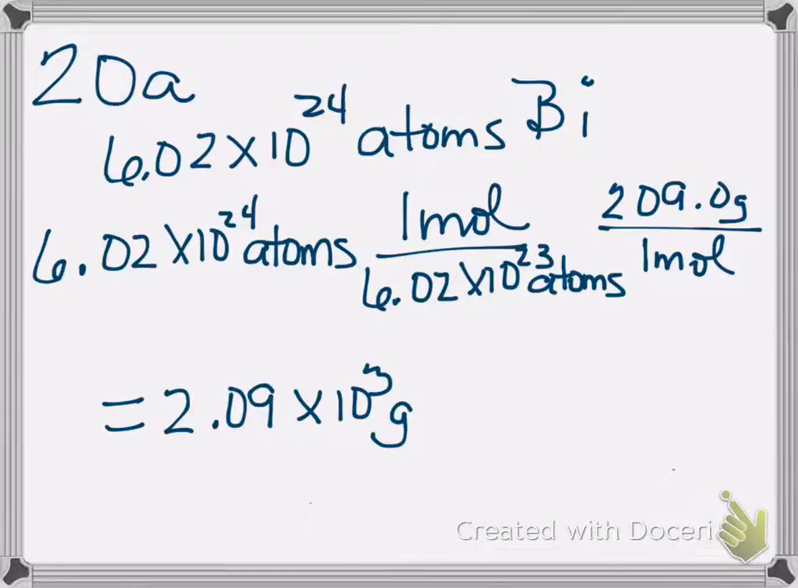1 mole contains 6.02 times 10 to the 23rd atoms. We can cross out the atoms. Then we know that 1 mole of bismuth weighs 209.0 grams. We can cross out moles. We're left with grams. So our final answer is 2.09 times 10 to the 3rd. Okay? Remember that in division with scientific notation, you're going to subtract. Okay, so just keep that in mind.